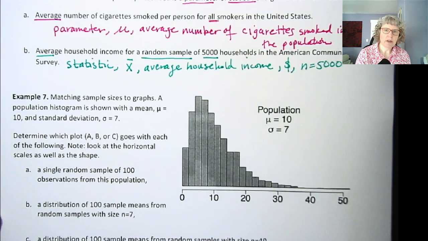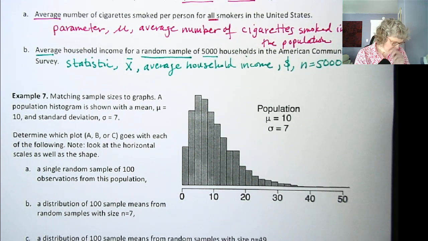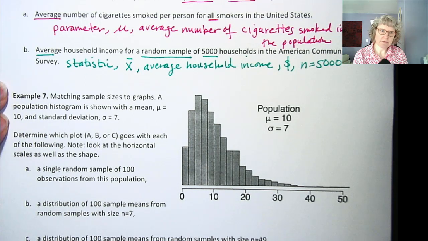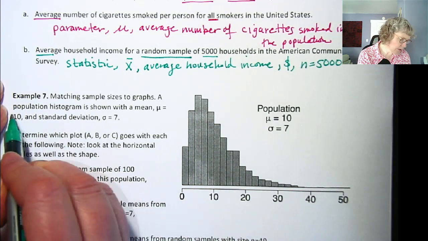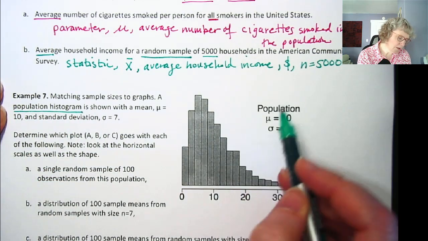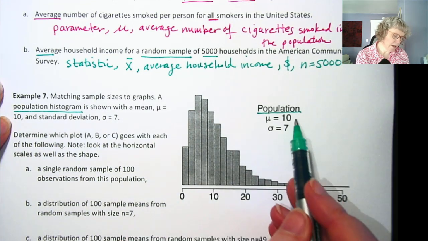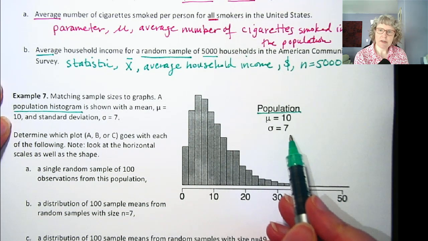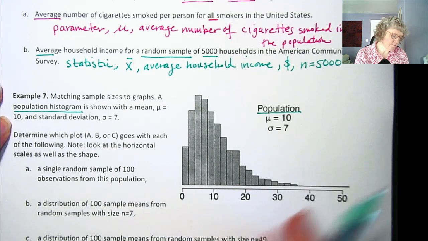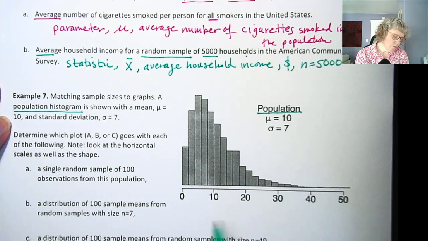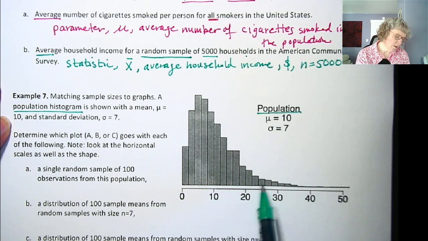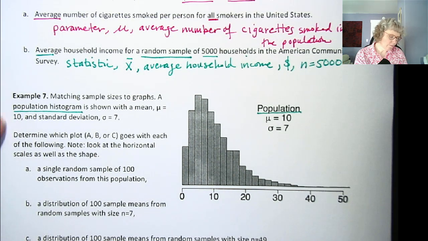Let's do a little more practice with central limit theorem. So example 7 here says matching sample sizes to graphs. A population histogram is shown. So here's our population, a large graph to the right, shown with a mean, mu, of 10, and standard deviation, sigma, of 7. Okay, so we've got our population symbols here for our parameters. And we have a histogram, and it looks like it's fairly skewed to the right, yes? So it's going from 0 to roughly just under 40. Mode is somewhere between 7, maybe 7.5.